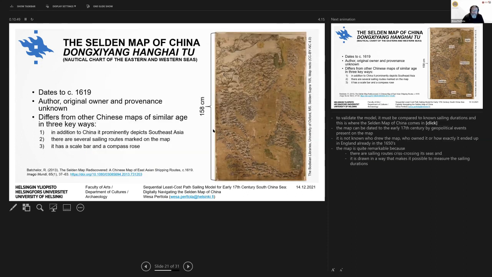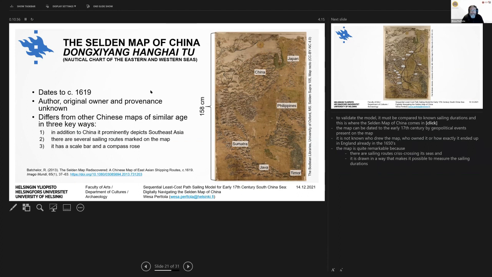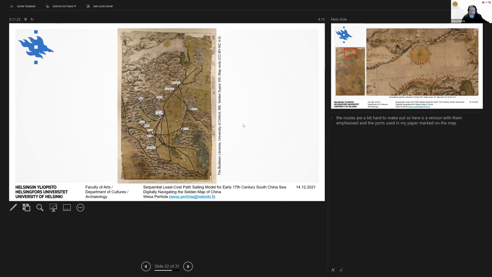To validate the model, it must be compared to known sailing durations, and this is where the Zeldan Map of China comes in. The map can be dated to the early 17th century by geopolitical events present on the map. It is not known who drew the map, who owned it, or how exactly it ended up in England already in the 1650s. The map is quite remarkable because there are sailing routes crisscrossing its seas, and it is drawn in a way that makes it possible to measure the sailing durations. The routes are a bit hard to make out, so here's a version with them emphasized and the ports used in my paper marked on the map.